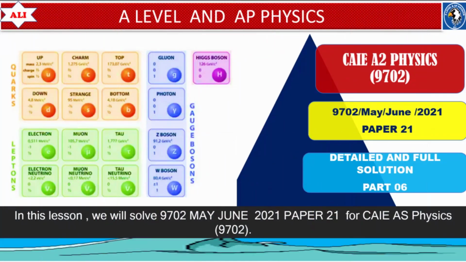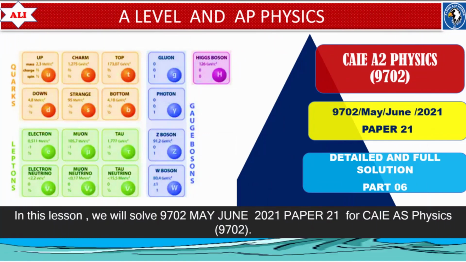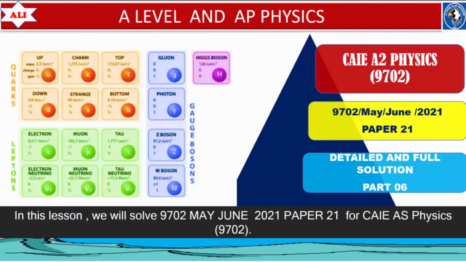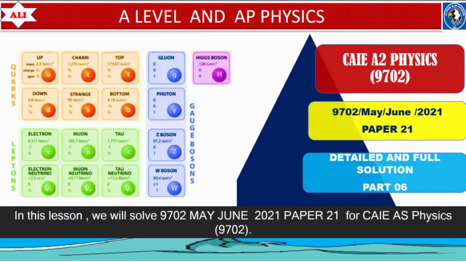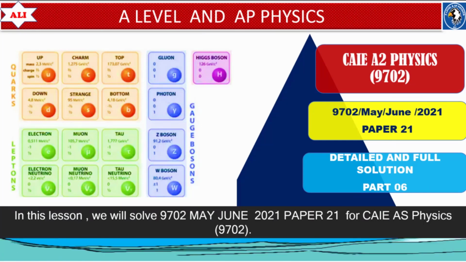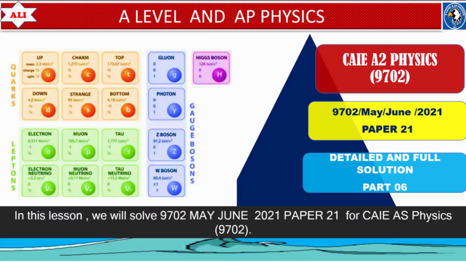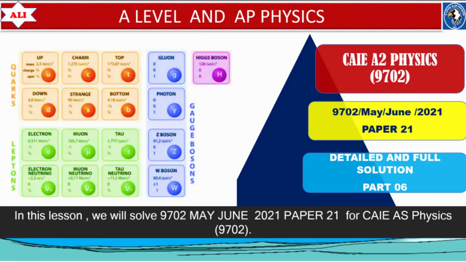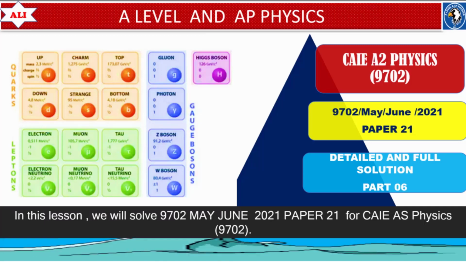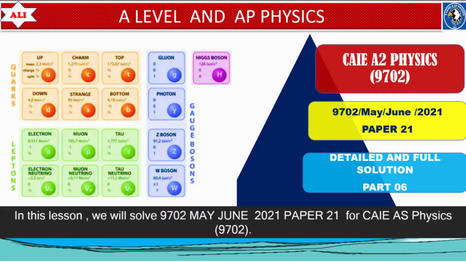Welcome to A-Level and AP Physics. In today's lesson, we will discuss a typical type of question on the standard model from the May June 2021 paper 2-1. I say this is a typical type of question because these questions are very common in past papers, and they have been asked many times in the past.